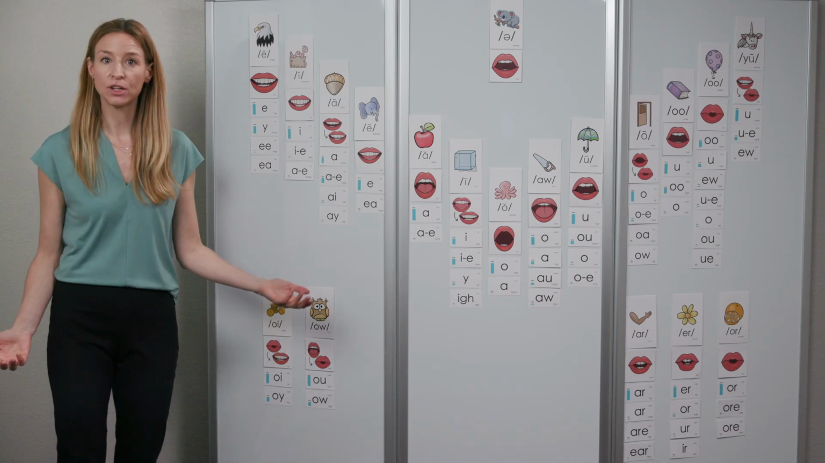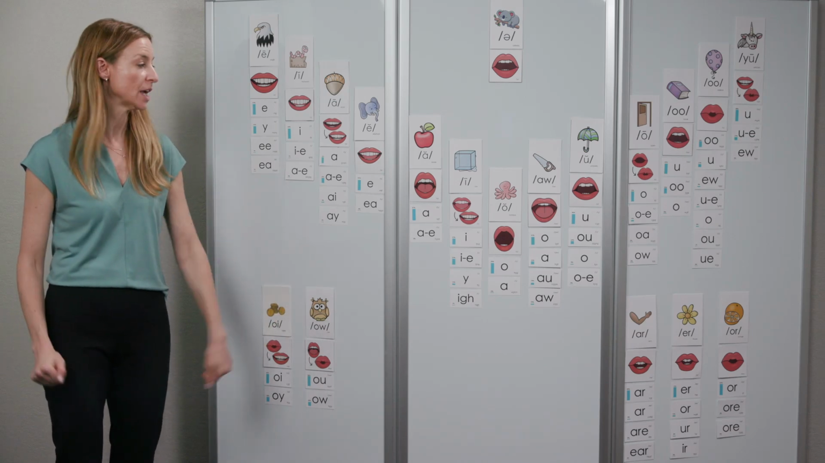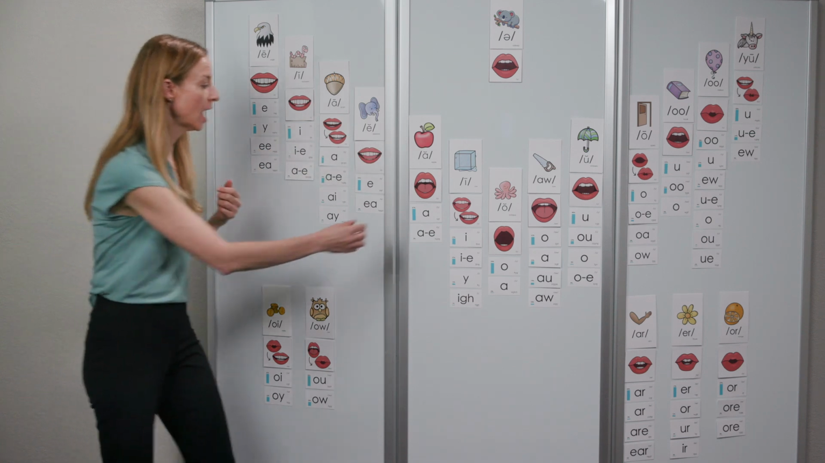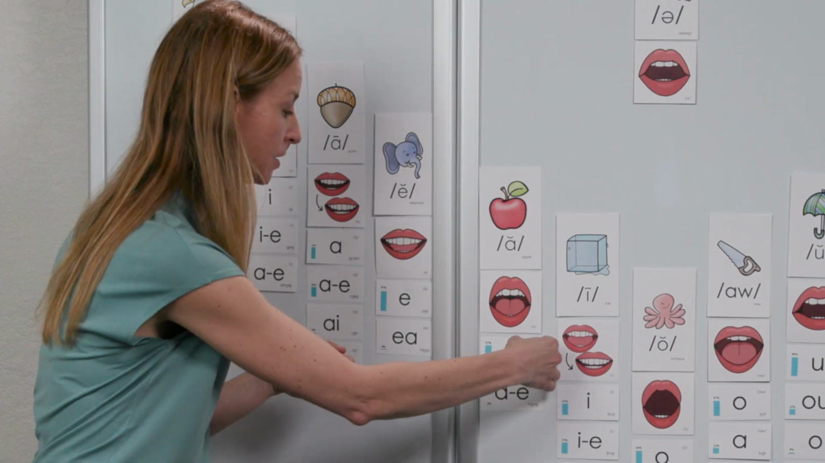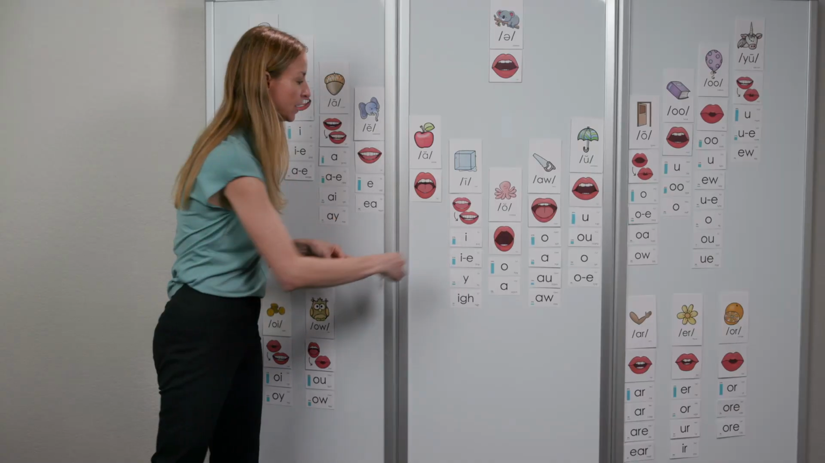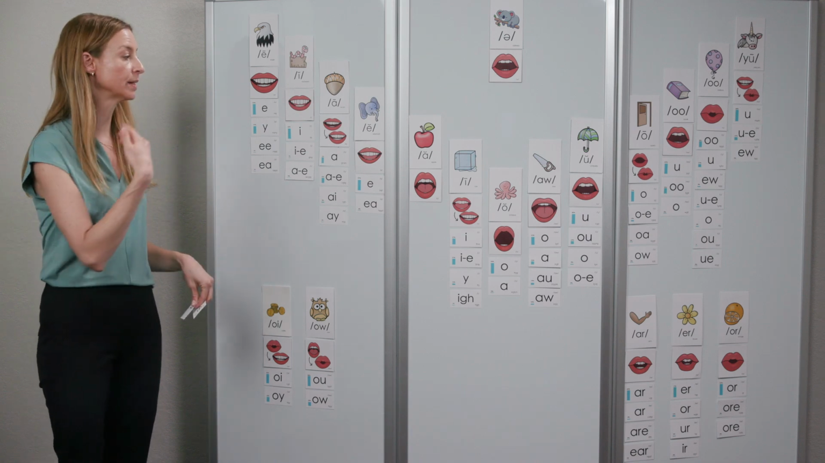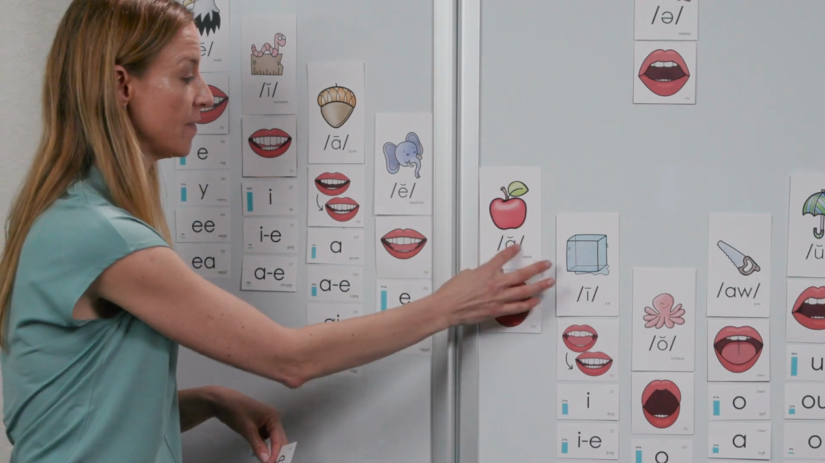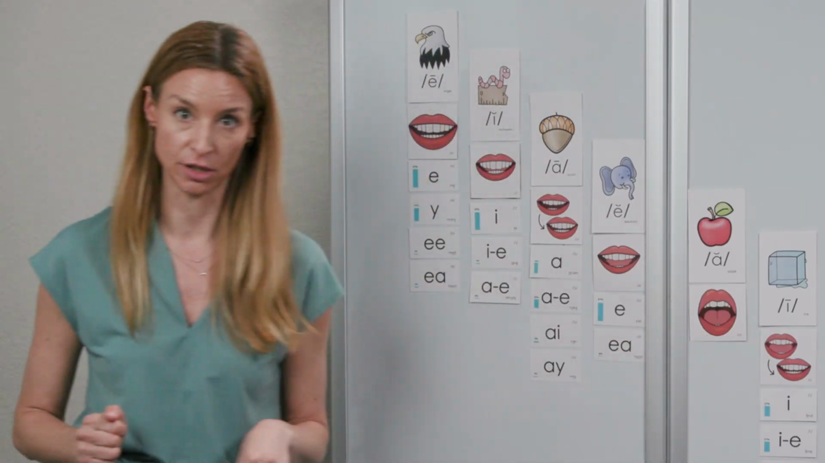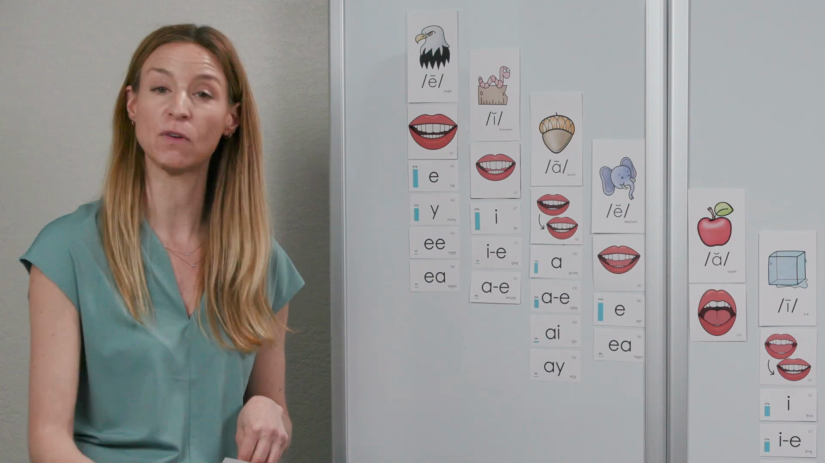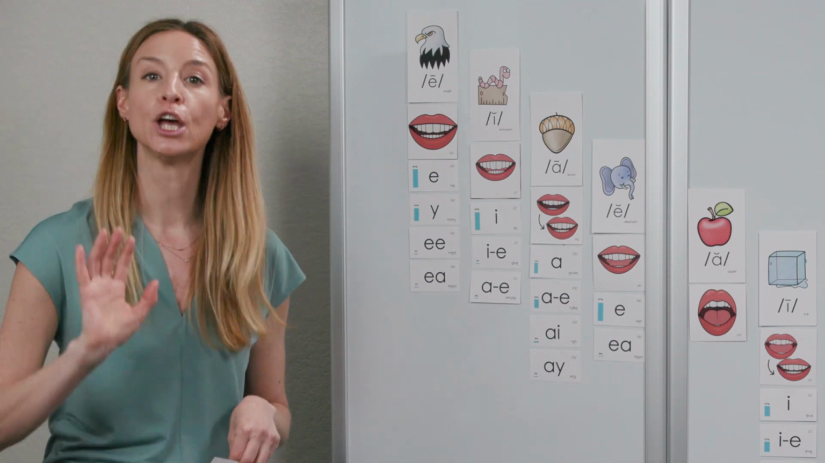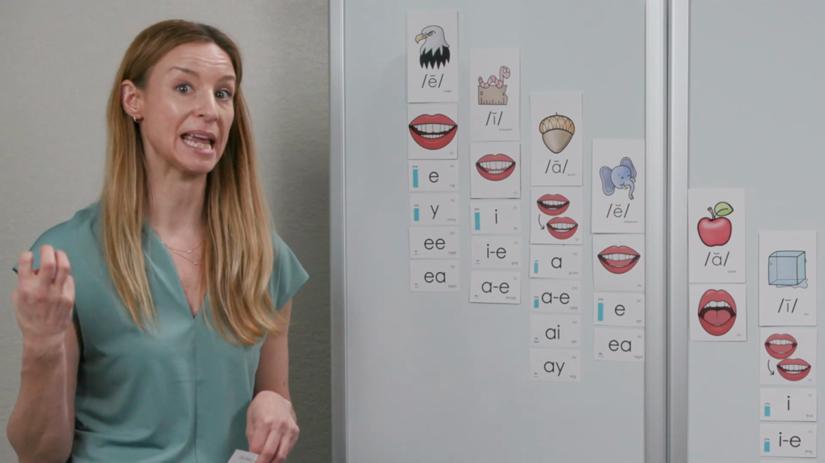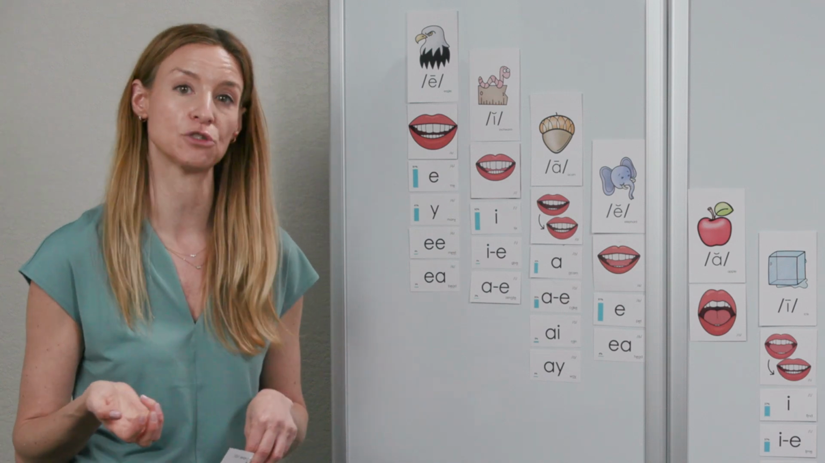So let me show you how to use the soundwall for instruction. So if I were going to be teaching the ah sound, like in apple, I would start off without the grapheme cards. So I'm just going to remove these because when you're beginning to teach a sound, you're going to want to just teach using the visual representation of the phoneme and the mouth articulation card. You're going to start with those first before you attach the grapheme to it. You want students to experience the sounds and really identifying them in words before you go into attaching the grapheme.